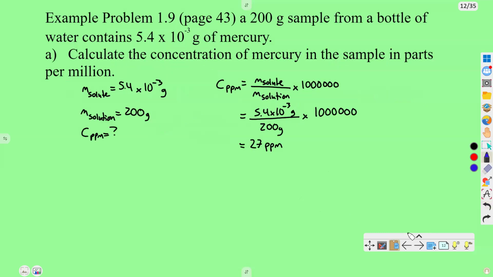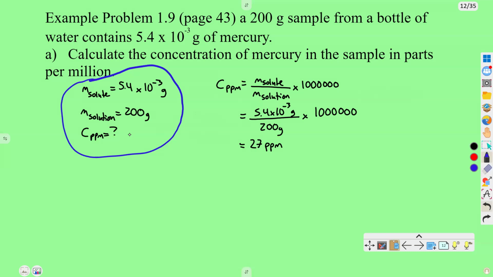As an example, we have a 200 gram sample from a bottle, and it contains 5.4 times 10 to the minus 3 grams of mercury. Just like we did in the percent volume, step one is we want to identify what our variables are, the ones that are given. We're given the mass of the solute, 5.4 times 10 to the minus 3 grams, the mass of the solution, which is 200 grams, and we're looking for the concentration in parts per million.